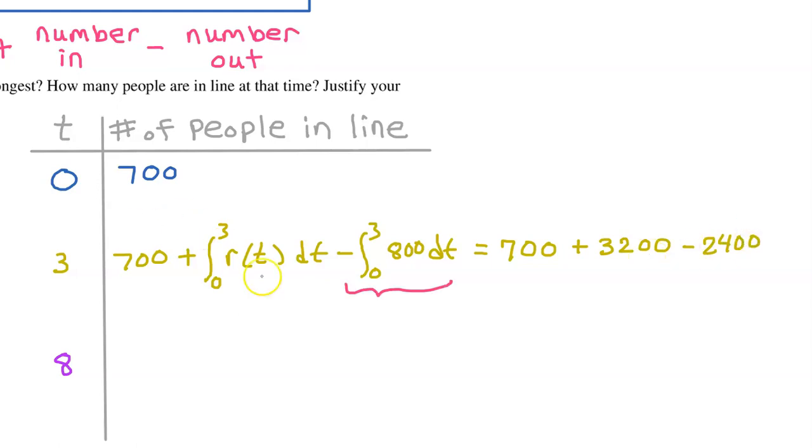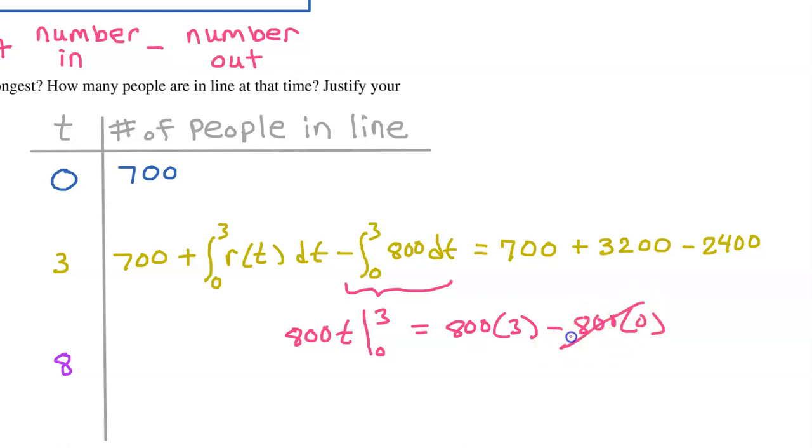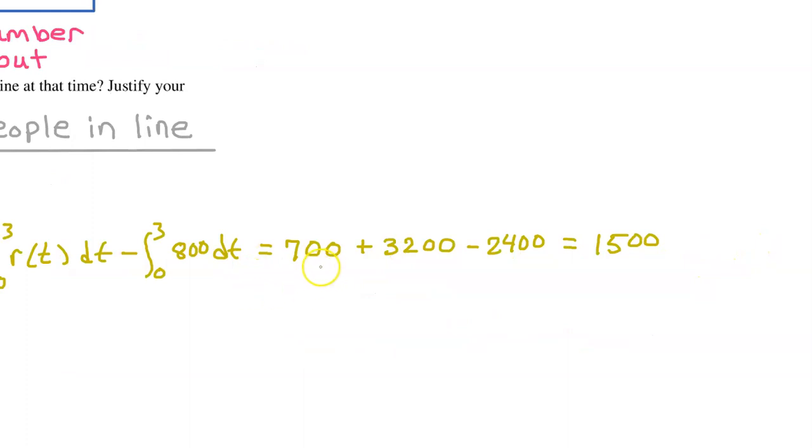Now here's the math behind that shortcut. The antiderivative of 800 would be 800t, but then we would need to integrate from 0 to 3. To do that, we find the value at 3 minus the value at 0, so that is 800 times 3 minus 800 times 0. But of course, the 800 times 0 part goes away, and we are left with 800 times 3, or 2,400. So 700 plus 3,200 minus 2,400 equals 1,500 people.